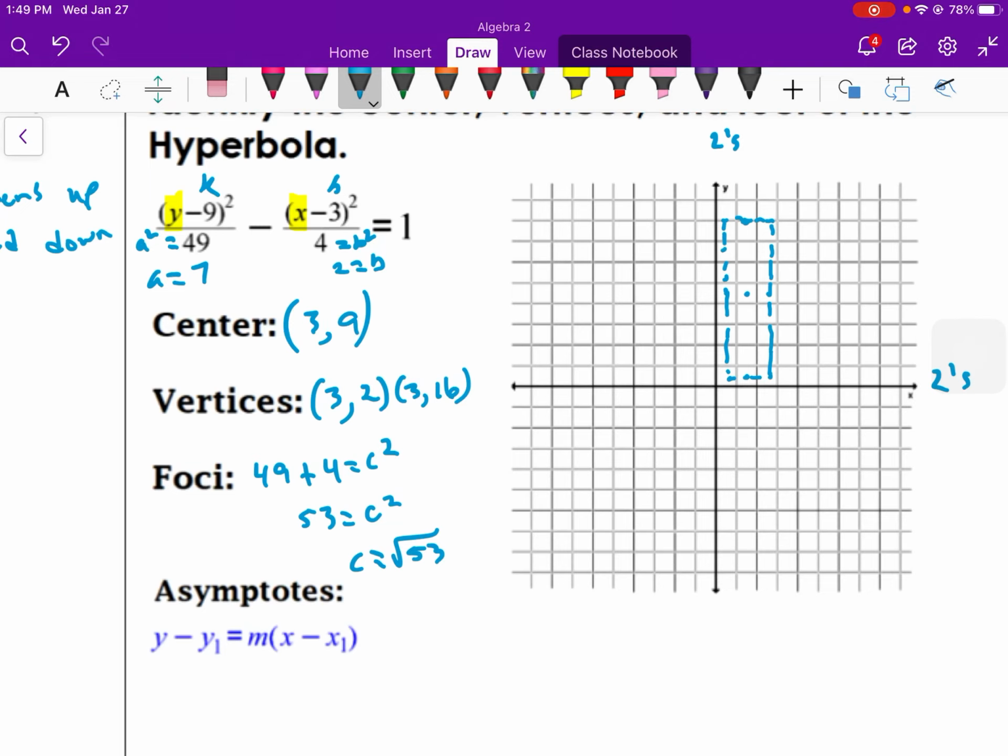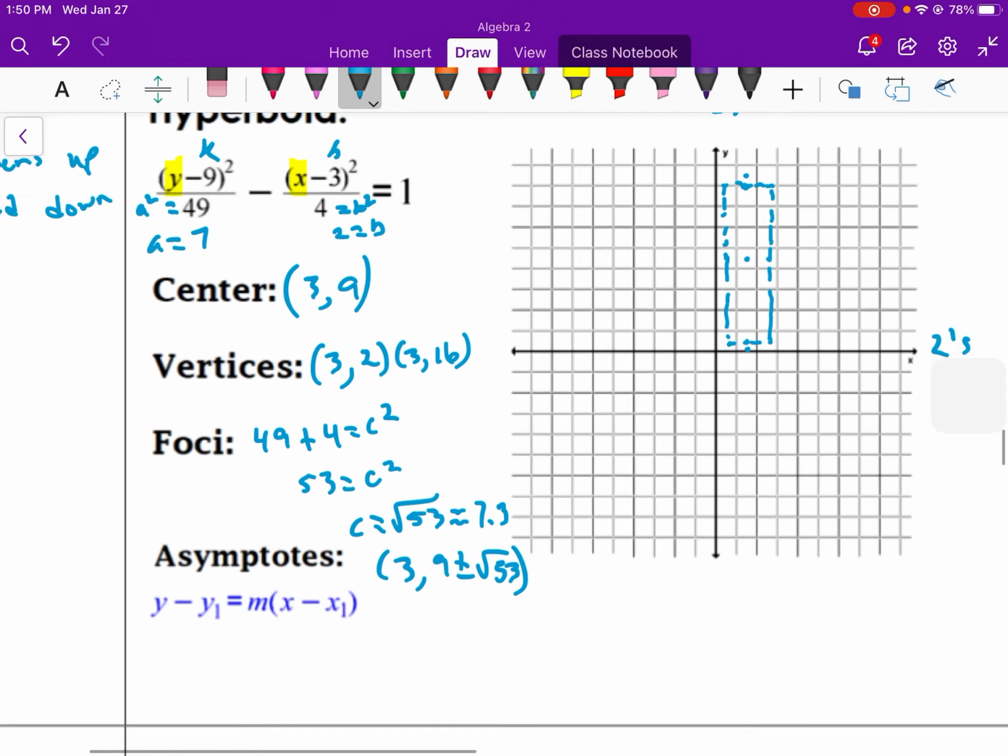Our focal points are on the vertical axis, so our h value will remain the same. So we have 3, and then 9 plus or minus radical 53. And I got this to approximate to, let's check my notes, 7.3. So 9 minus 7.3 will be just outside here, and then 9 plus 7.3 will be just outside here.